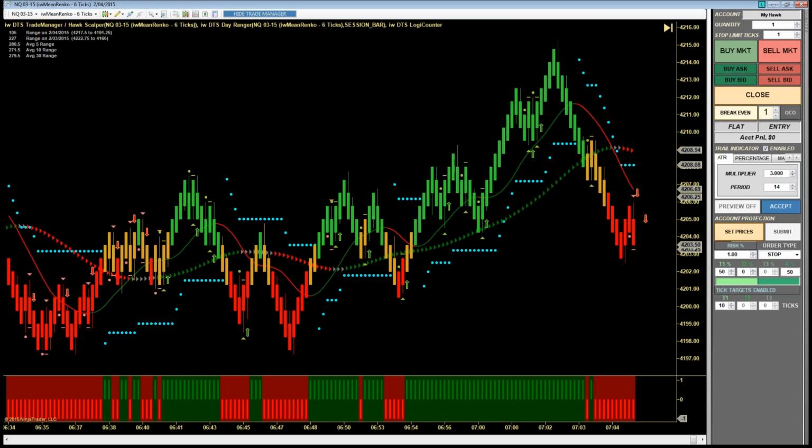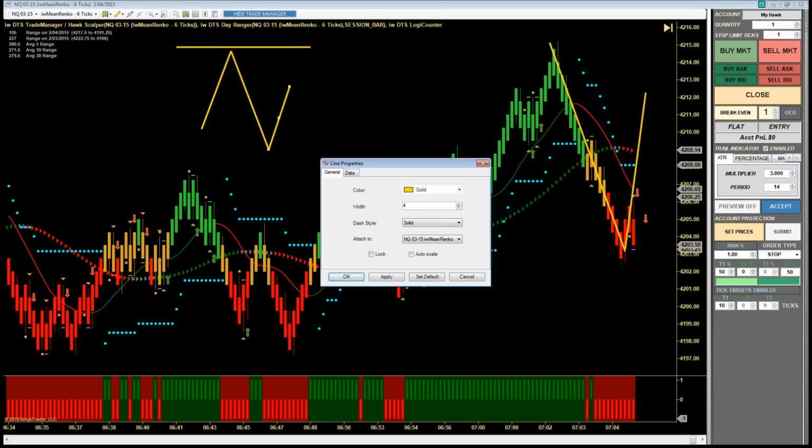So here we have a macro pullback signal. Actually, let's go back to the first. Okay, here's the first micro macro cross signal. I don't know where this one's going to go. So if I'm going to enter it here, well, here's a little lesson on charting. And this is something that's pretty easy to see with your mean Renko bars.